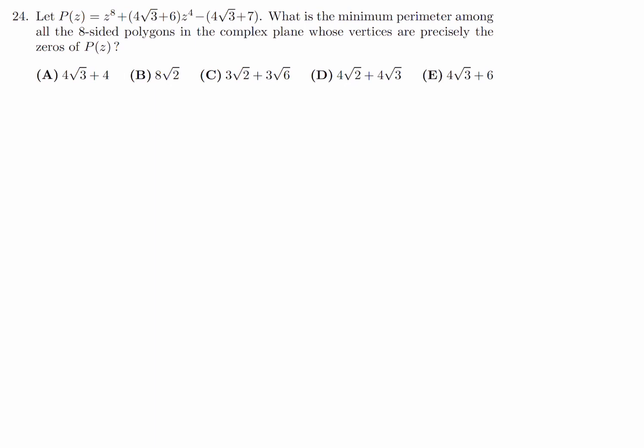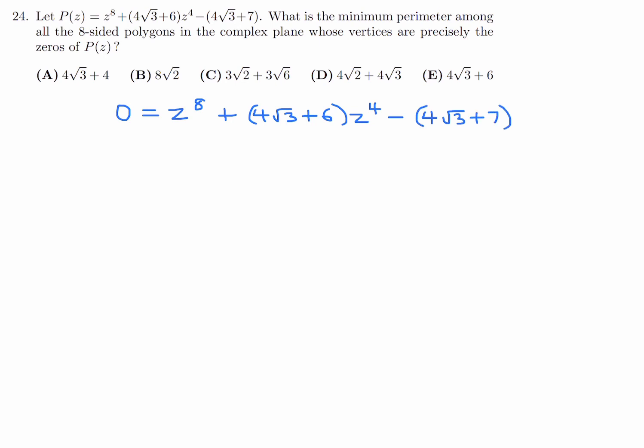Let P(z) be equal to z to the power of 8 plus (4 root 3 plus 6) z to the power of 4 minus (4 root 3 plus 7). What is the minimum perimeter among all the 8-sided polygons in the complex plane whose vertices are precisely the zeros of P? Well, our first goal is to find out what those zeros are. And then once we have those roots, basically, zeros, roots, same thing, then we can try to figure out what this polygon looks like and calculate its perimeter.